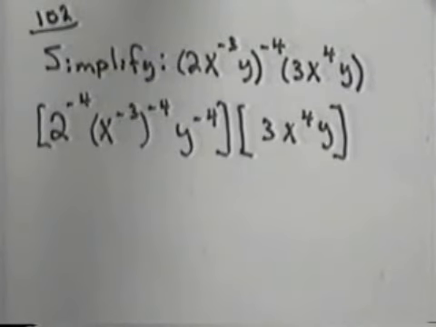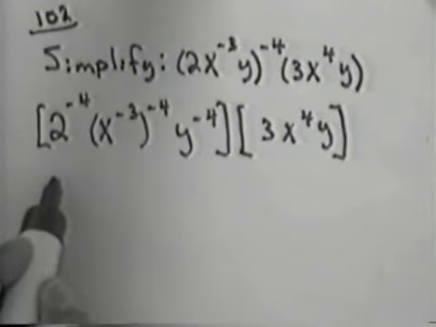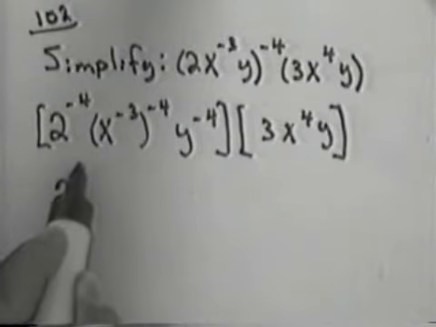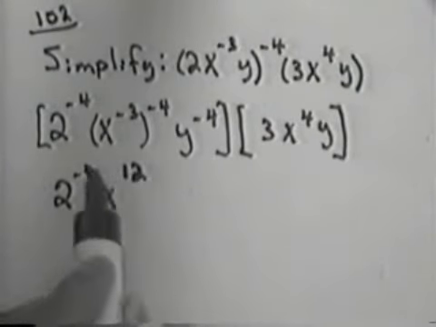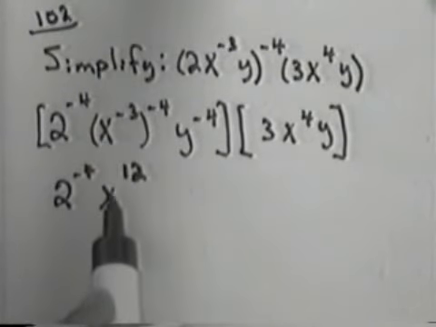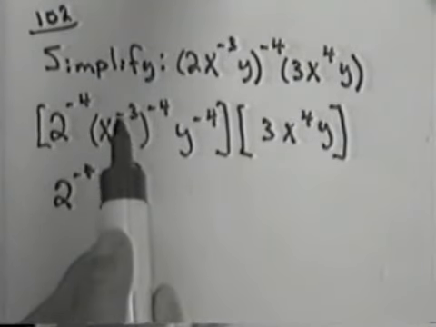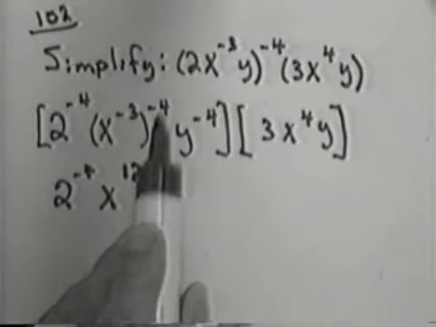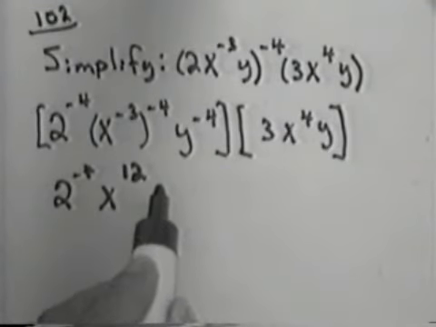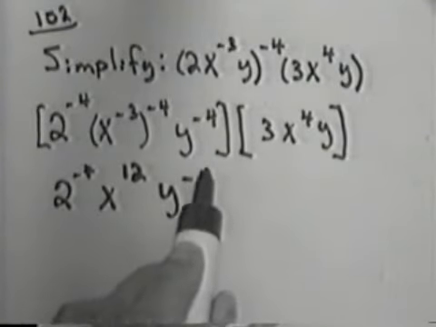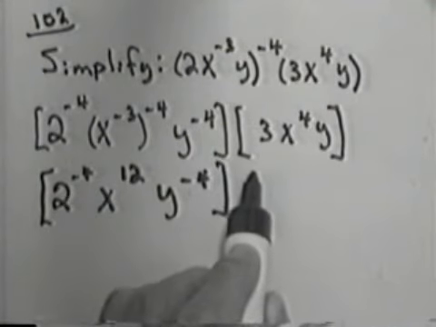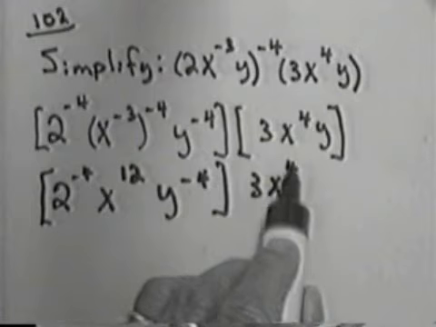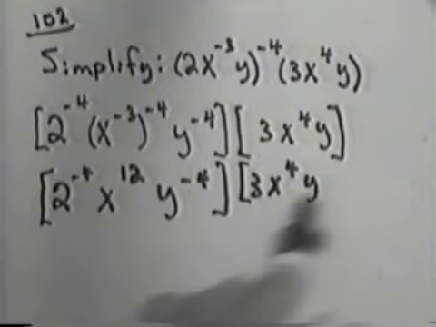Step 3 says raise powers to powers. So I'd have 2^-4, x^12. Because to raise powers to powers, you keep the base and multiply the exponents. A negative 3 times a negative 4 is positive 12, times y^-4, times 3x^4 y.